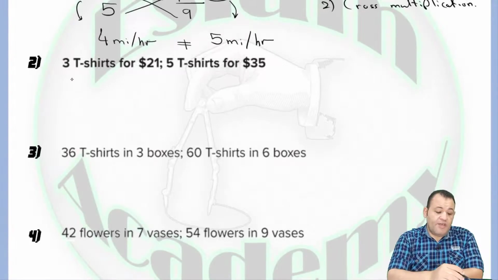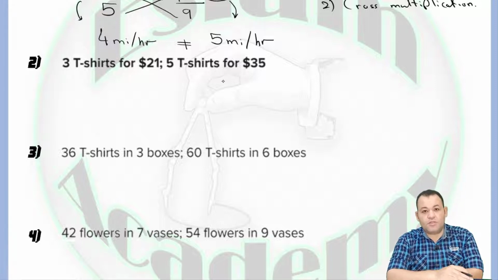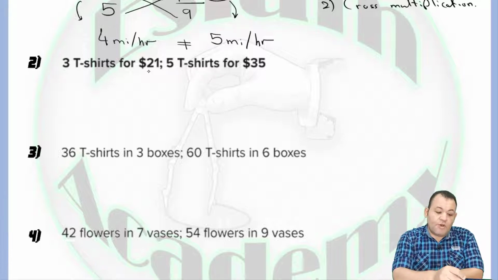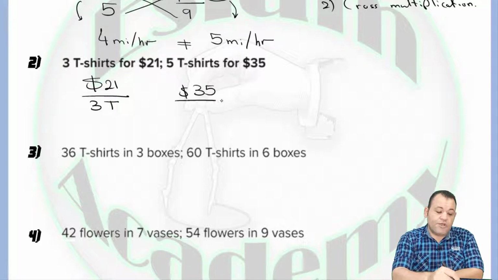For question number 2, we have 3 t-shirts for $21 and 5 t-shirts for $35. If you need to write the unit rate, you will start with how many dollars per t-shirt, the cost per one t-shirt. So I will start by writing $21 for each 3 t-shirts, and the second one, $35 for each 5 t-shirts. We need to write the unit rate of each one of them.